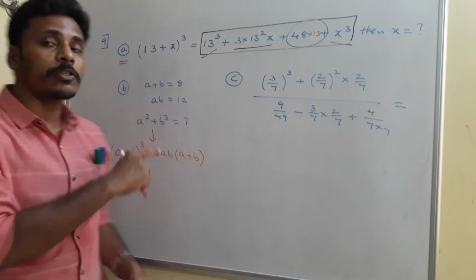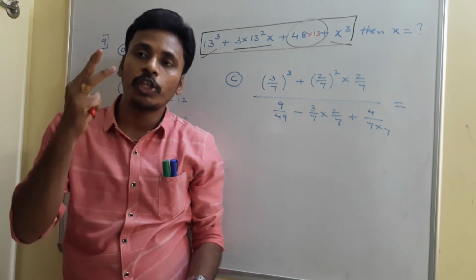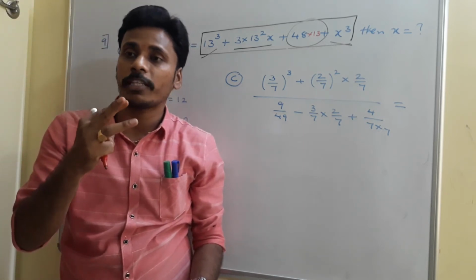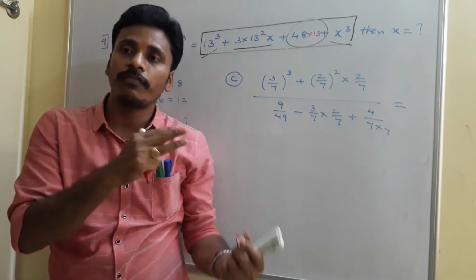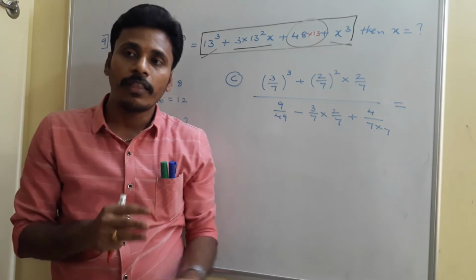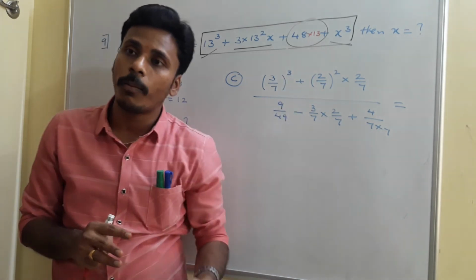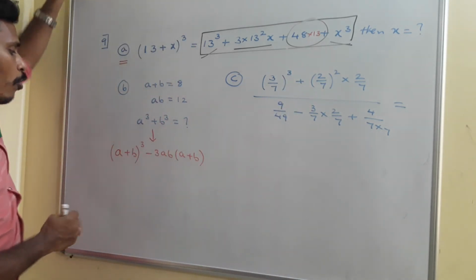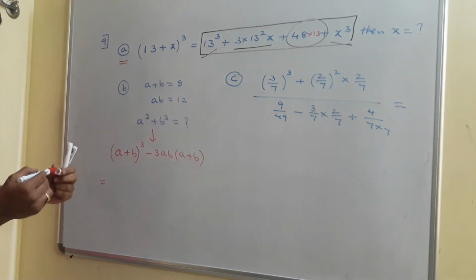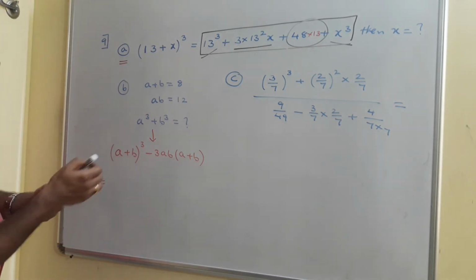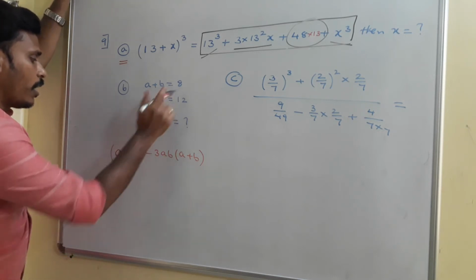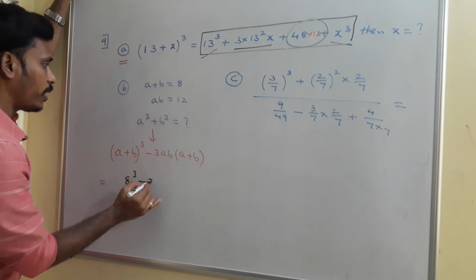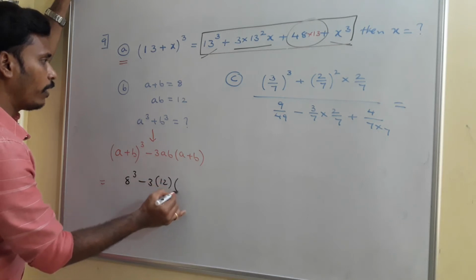In the previous point 8b, I mentioned three different results related to (a+b) whole cube, and I gave you three problems now on the board. See which we can use those three results. The first result is for the first problem, and the second result is for the second problem. So a cube plus b cube is equal to (a+b) whole cube minus 3ab of (a+b). So that is equal to 8 cube minus 3 into 12 into 8.